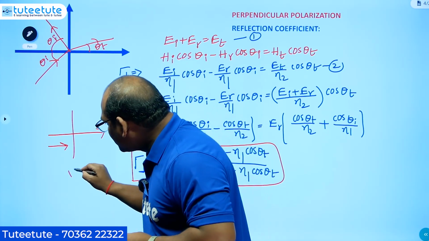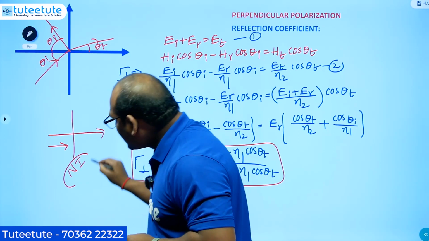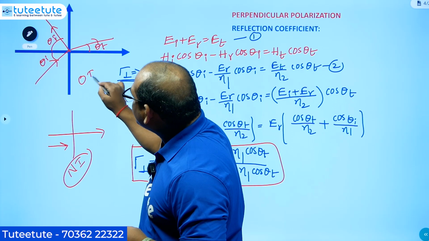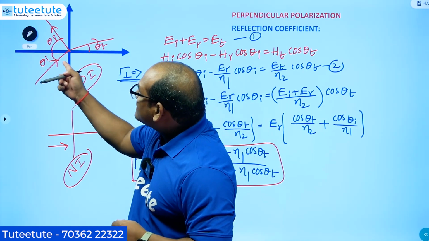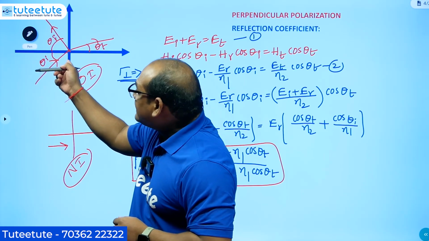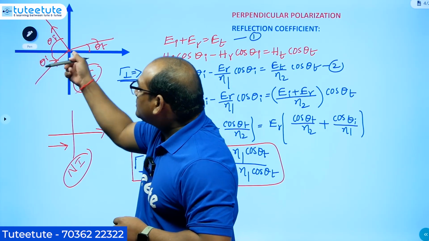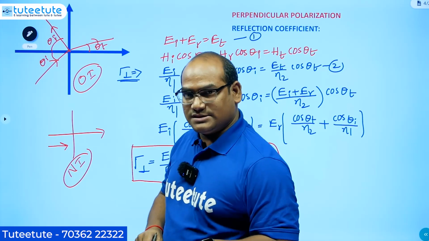This is actually normal incidence. NI, normal incidence. This is oblique incidence, OA. So the incident wave is making certain angle. It is making certain angle with the normal to the interface. That is called oblique incidence.